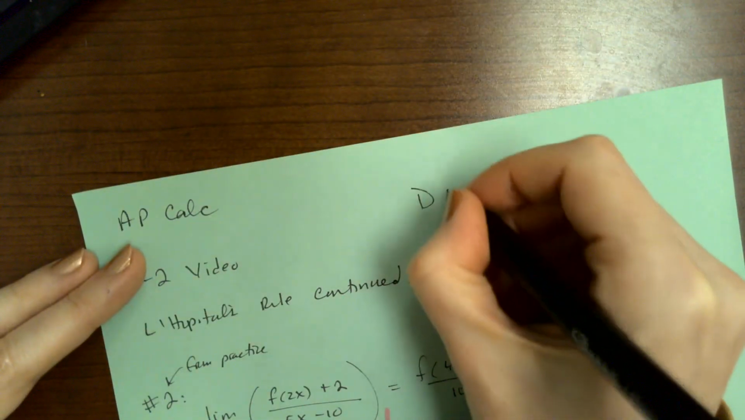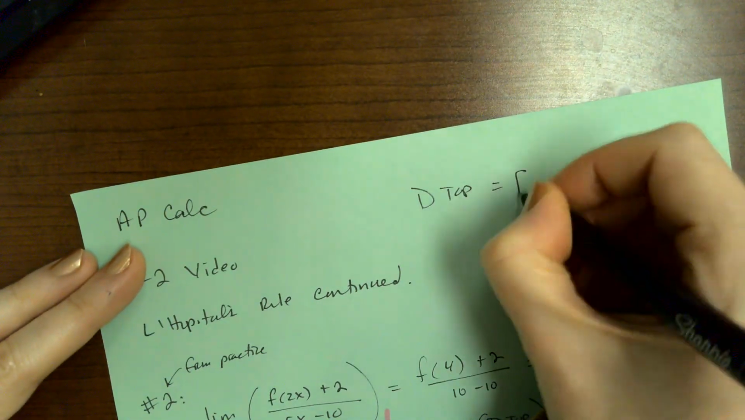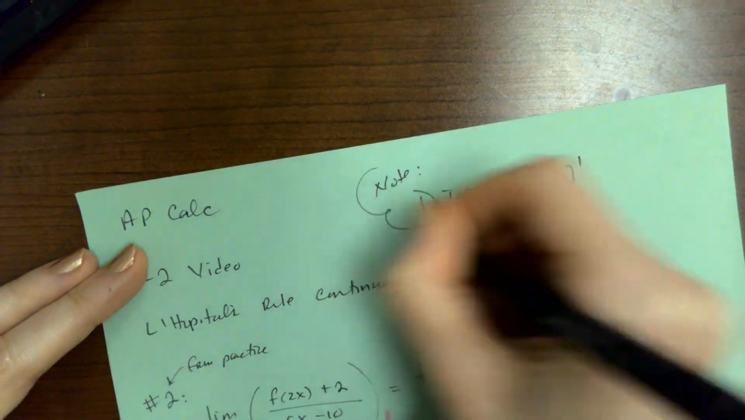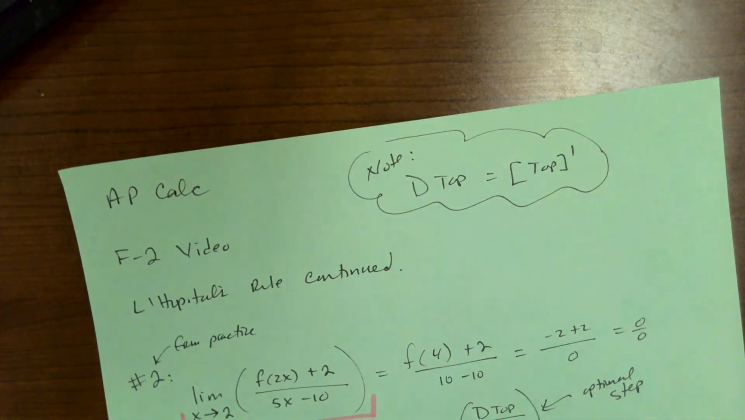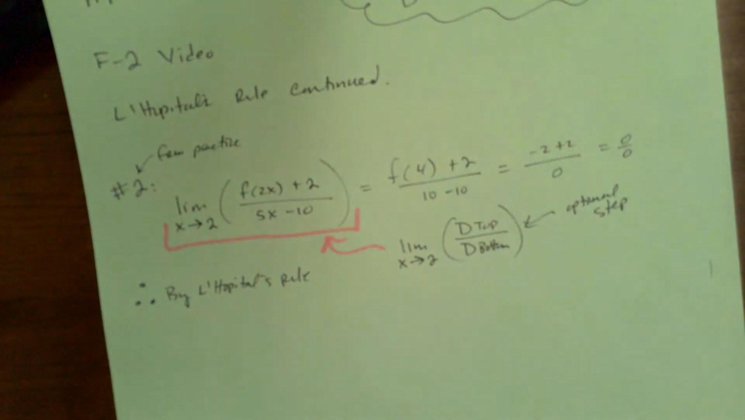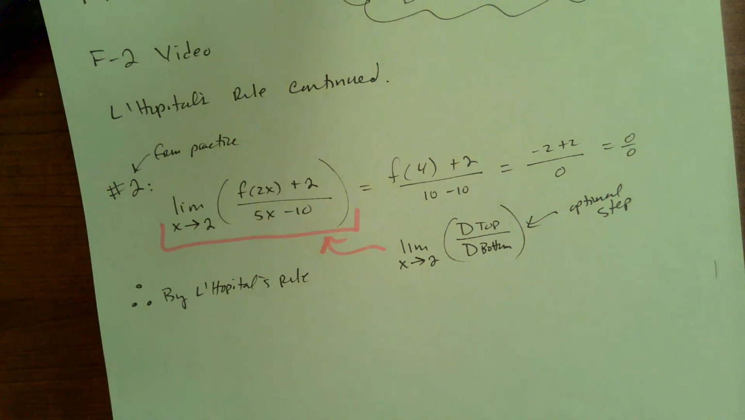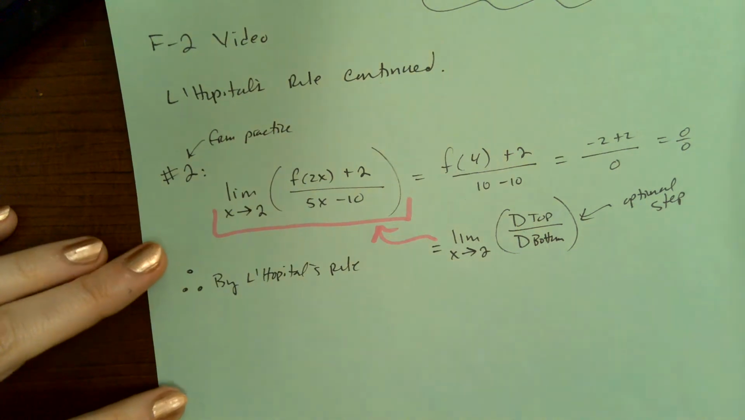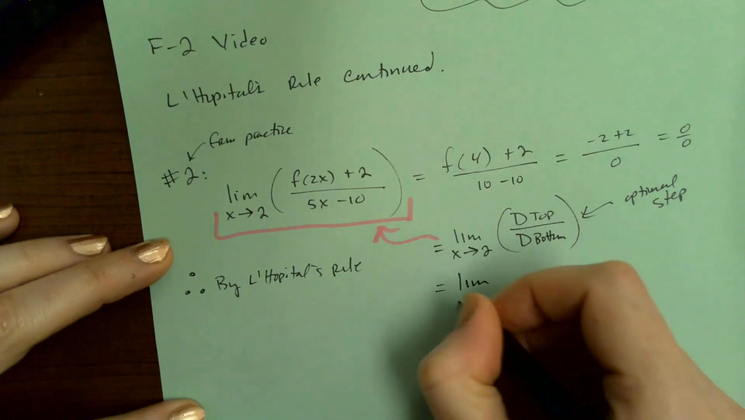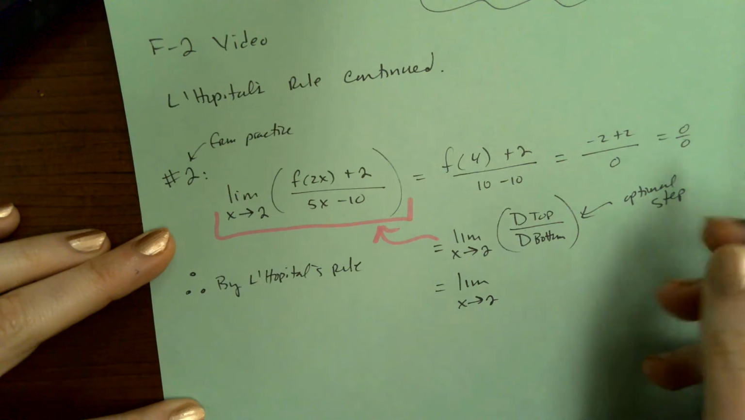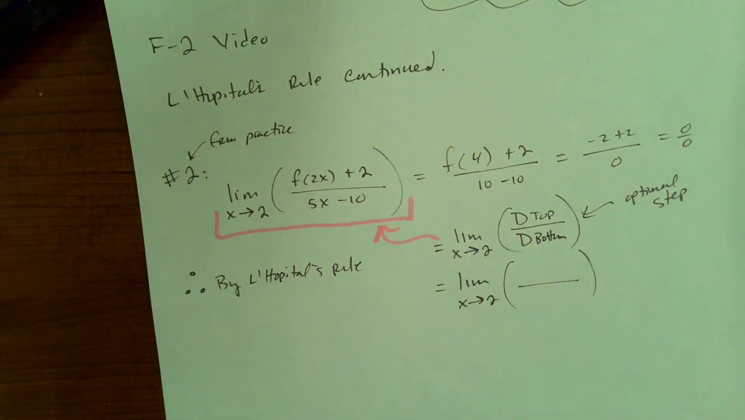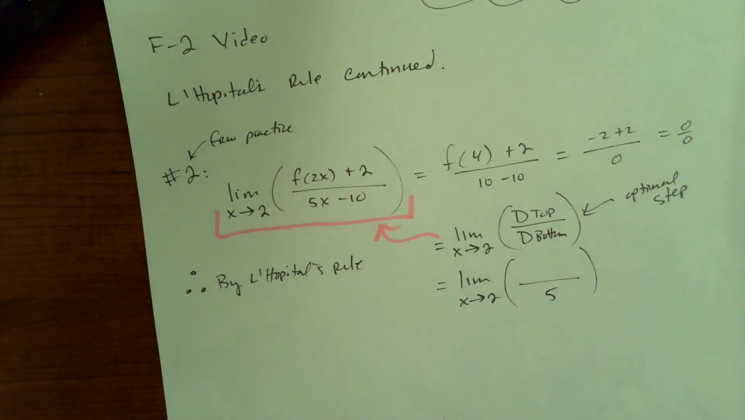Okay, and I'll just say, so D top, that's the same as going like this. All right. It's just a little bit easier to just write a D. Okay, so this is equal to that. So I got to do the derivative of the top over the derivative of the bottom. So this is the limit as x approaches 2. All right, so the derivative of the bottom is pretty easy. 5x minus 10, that derivative is 5.